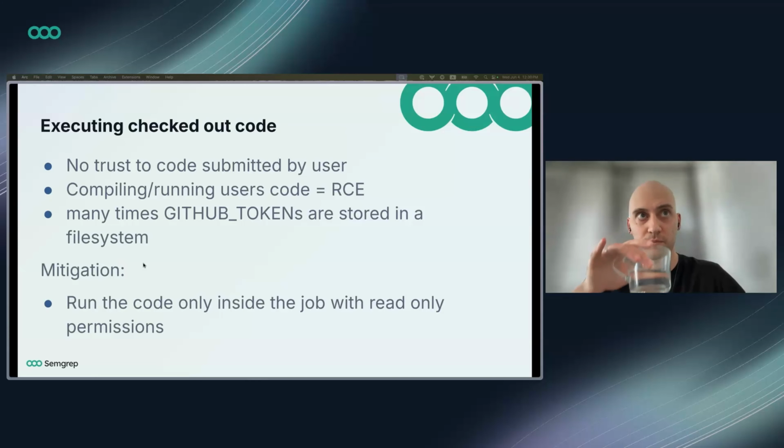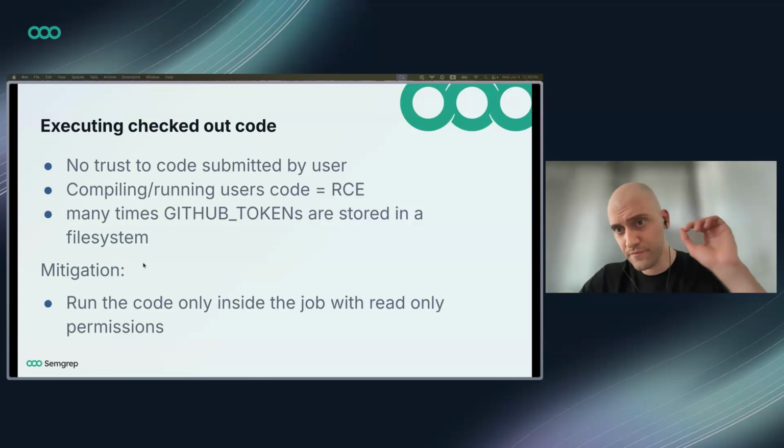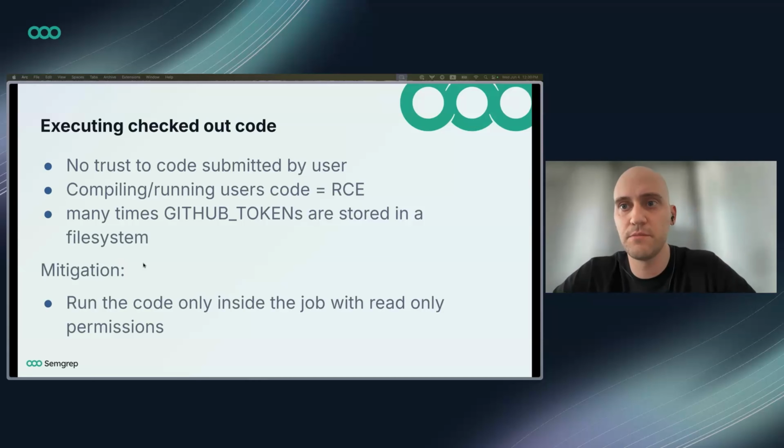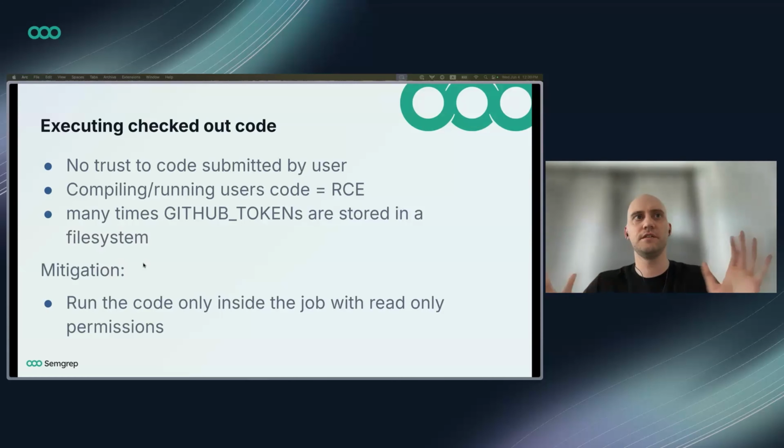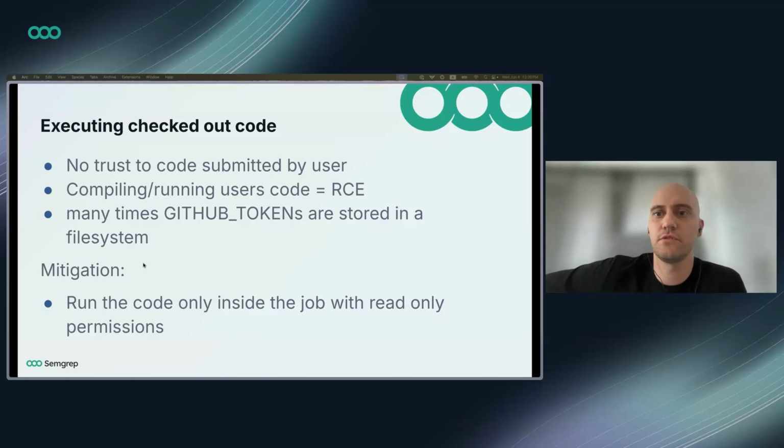Okay, what should we learn so far? No trust to the code that is submitted by a user. Compiling and running a user's code equals RCE, remote code execution. Many types of GitHub tokens are stored on the file system. And mitigation, we just looked at it: run the code only inside the job with read-only permissions.